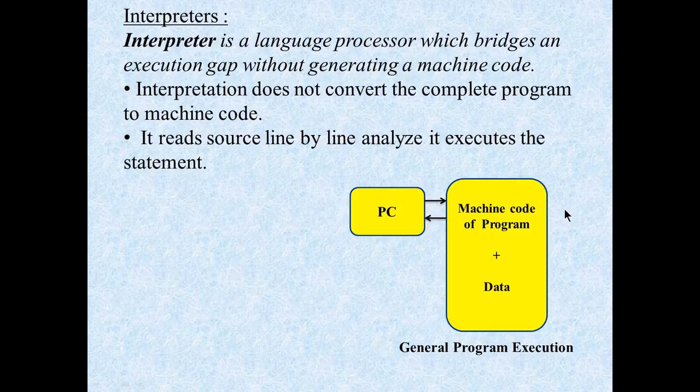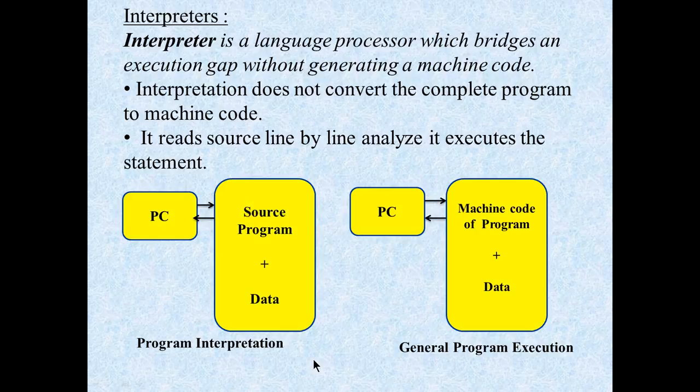If we are going to draw a block diagram similar to this block diagram for the interpretation process, this will be this program counter pointing towards the source line. The source program is stored in main memory with the data, and interpretation is nothing but reading the source code line by line, analyzing it, and executing it directly.